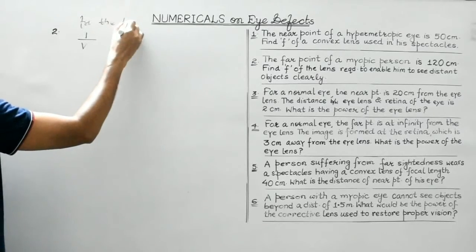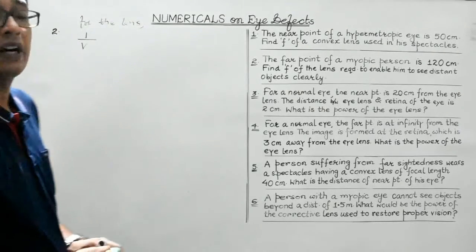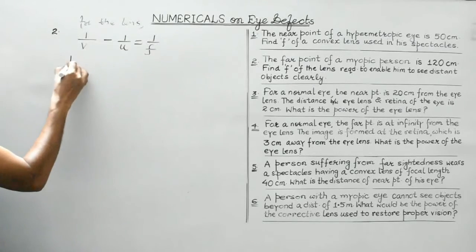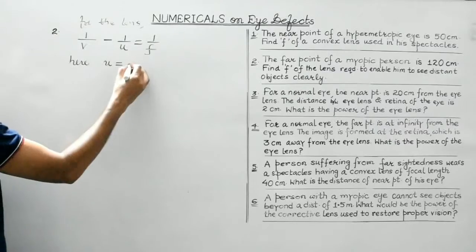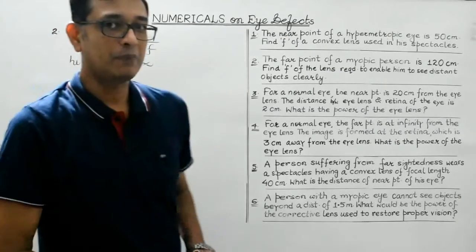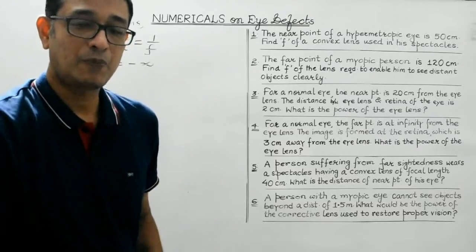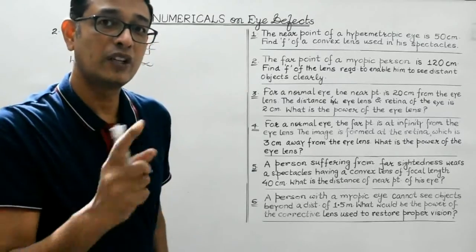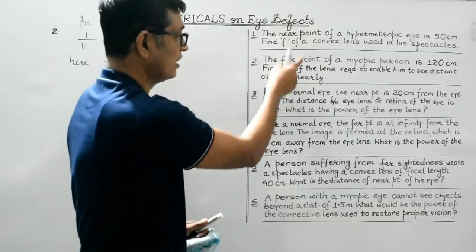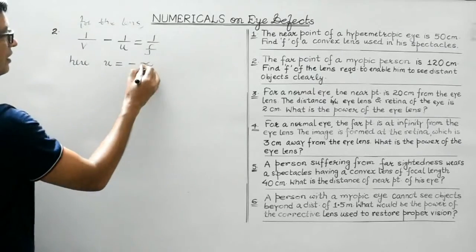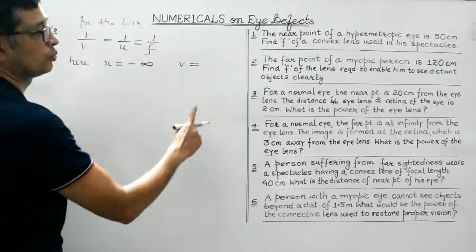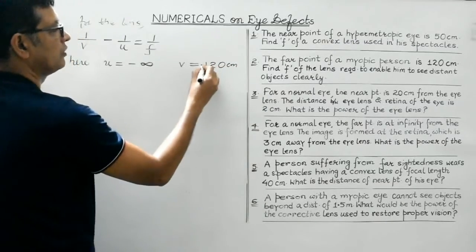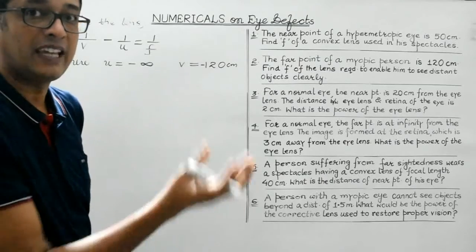So again, for the lens which is to be used by him as spec, it will be 1 by V minus 1 by U is equal to 1 by F. Here students, U will be equal to minus infinity. The far point of a normal eye is infinity, that is to be taken as U. In the previous case, the near point of a normal eye, that is 25 centimeter, that is capital D, was to be taken as U. Here U is to be taken as infinity, the far point of a normal eye. Right? And V is to be taken as the far point of the myopic eye, which is 120 centimeter. Obviously with negative sign. It will be virtual. It will be on the same side as that of the object.